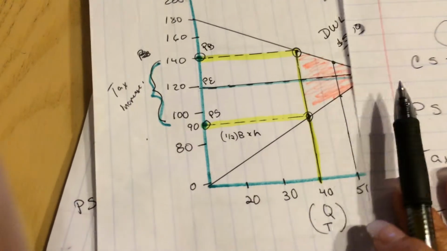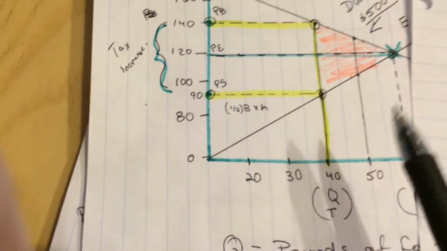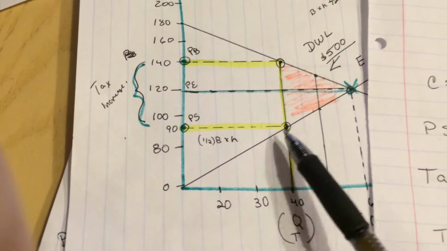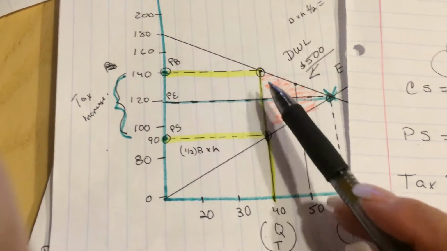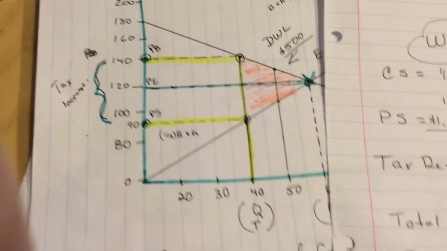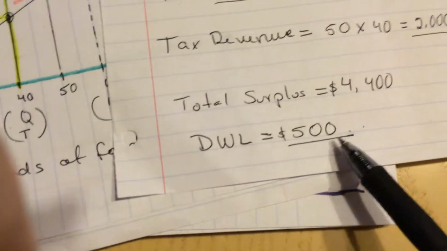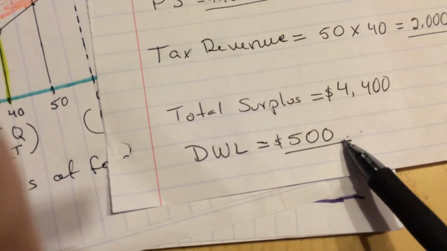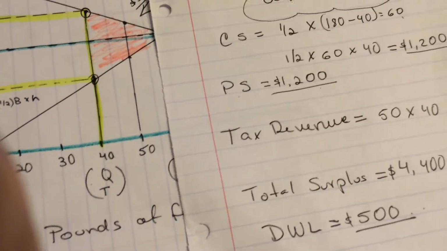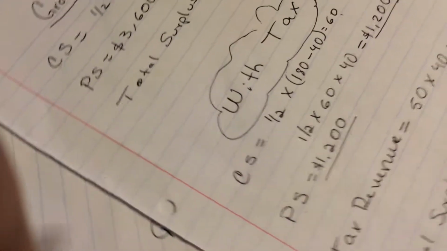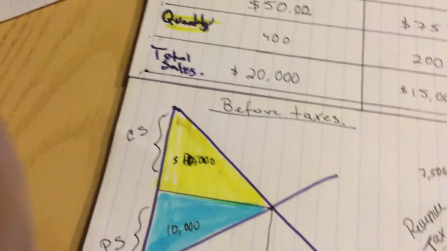Then we see that the deadweight loss is also figured out by using the base and the height, and we're going to end up with a deadweight loss of $500. So imposing a tax is always going to have a very strong impact on the economy, and it's going to affect any market anytime.